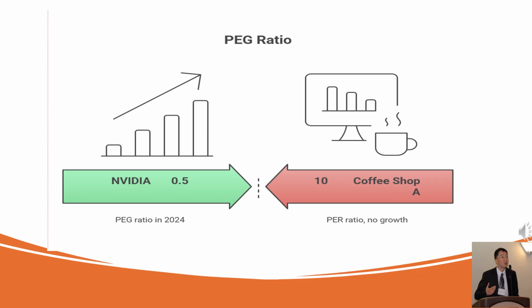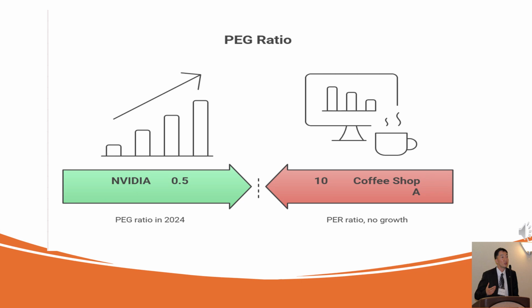Now, which coffee shop would you buy? Of course, coffee shop B, because its profits are likely to skyrocket once Tesla moves in. See, PER doesn't tell you that story. Both A and B look the same, even though B has massive growth potential. That's why we use PEG.